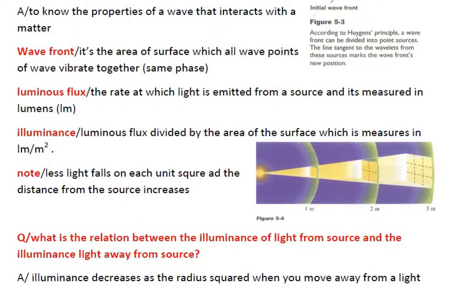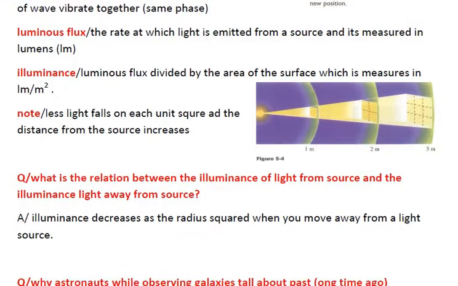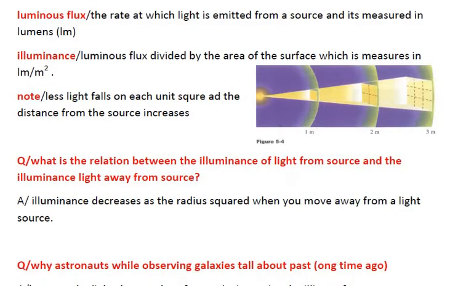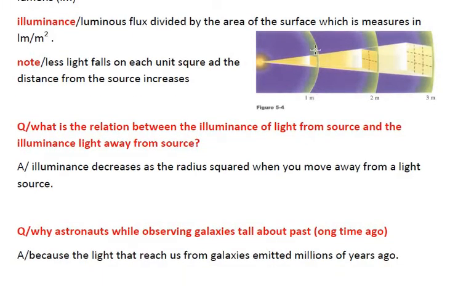We have a question here. It says, what is the relation between the illuminance of light at the source and the illuminance of light away from the source? If you look at the figure, we have illuminance in a small square and illuminance in the large square. What's the difference between those two illuminances in this figure? We can say as the answer: illuminance decreases as the radius squared when you move away from the light source.